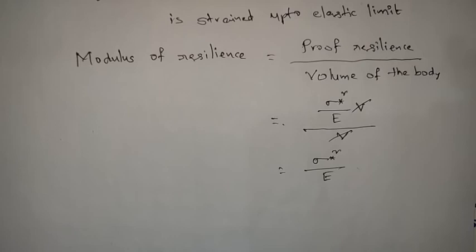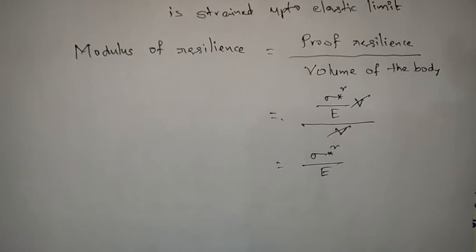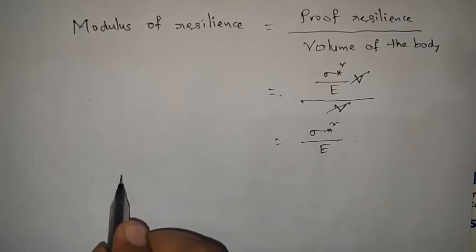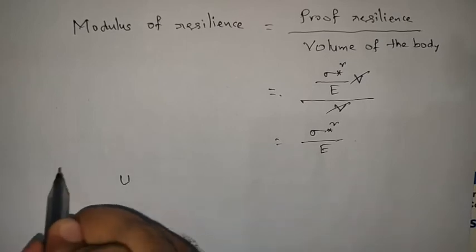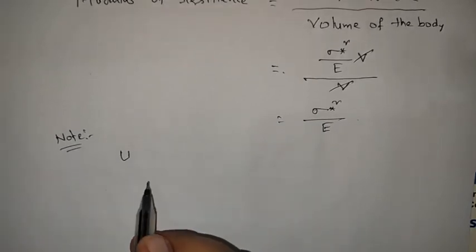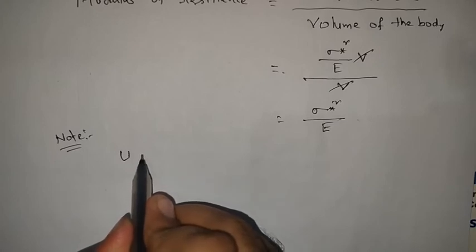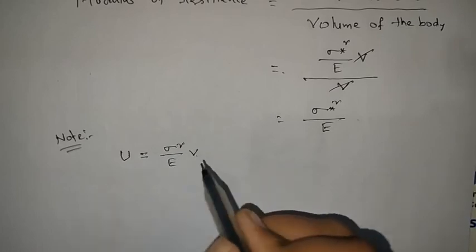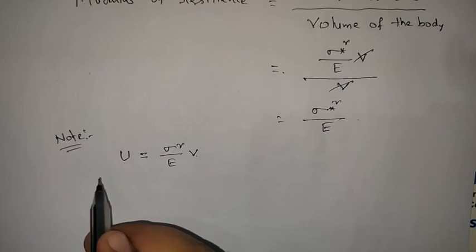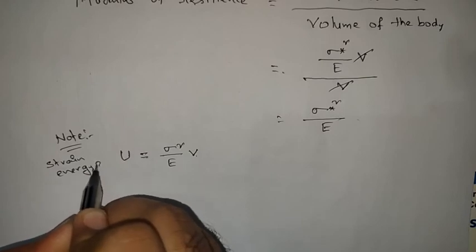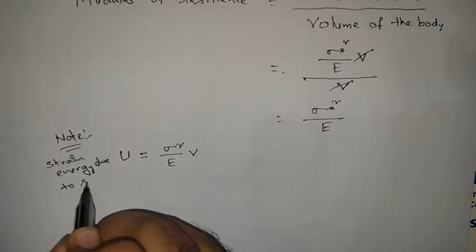Here, if you compare the expressions for the gradually applied load and the suddenly applied load, I am writing all of these expressions under the note. Strain energy stored in the body when the load is applied suddenly equals sigma square by E into V. So here it is the strain energy due to sudden load.